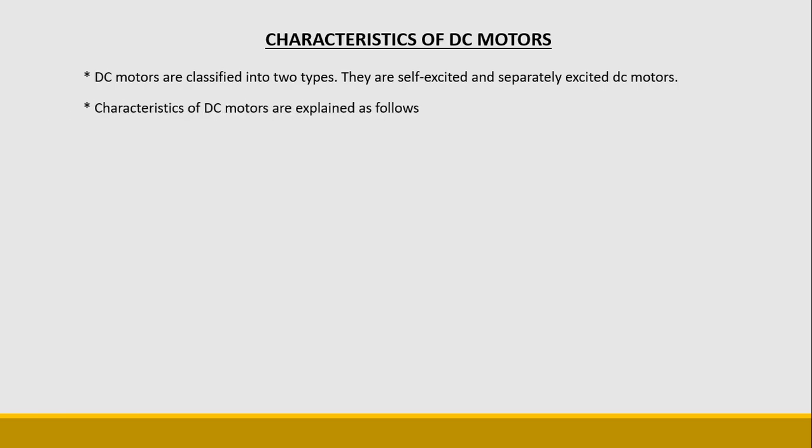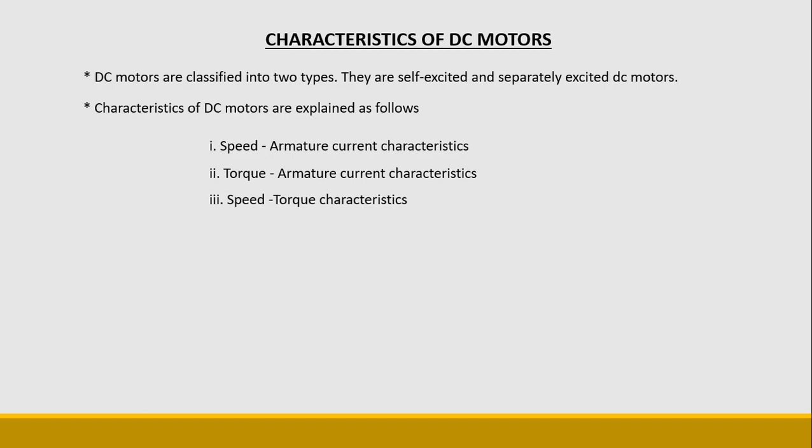Characteristics of DC motors are explained as follows. First one, speed armature current characteristics. Second one, torque armature current characteristics. Third one, speed versus torque characteristics. To understand and to draw these characteristics, one should know the following two conditions.